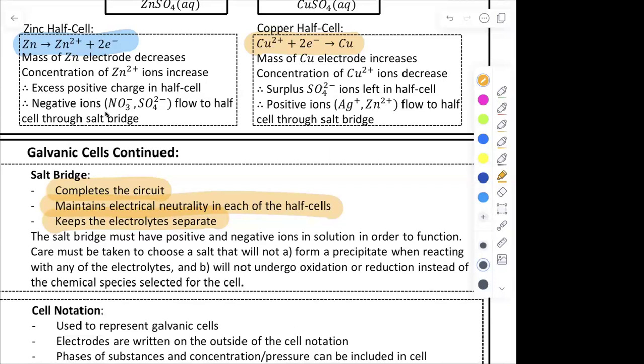Something that's an ionic compound is going to have a positive ion and a negative ion coming together. Very important. Care must be taken to choose a salt that will not form a precipitate when reacting with any of the electrolytes. This is something you should have done in grade 10, right?